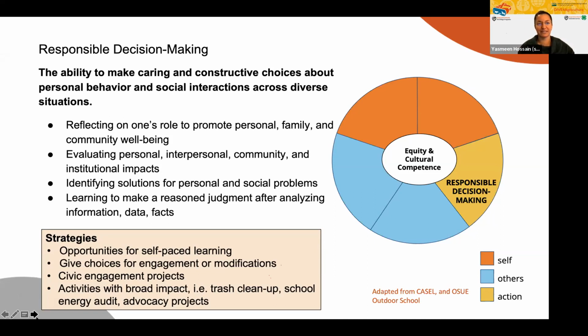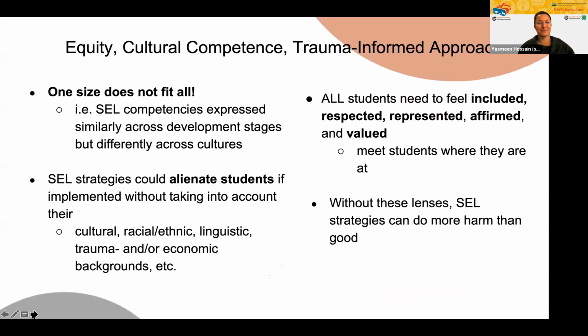Next slide, please. So as I mentioned earlier, equity, cultural competence, and that kind of trauma-informed approach is mainly being aware that trauma is pervasive. Trauma is invisible. It's not like a broken arm. Oftentimes we cannot see it. So just treating everyone with a trauma-informed approach.